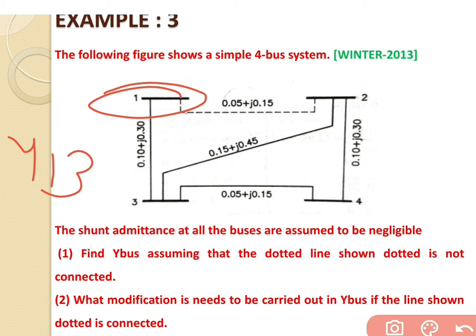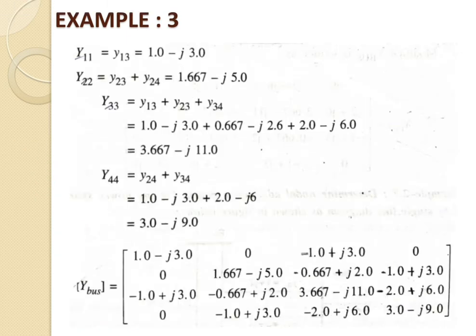So for bus number 1, there is only one line connected, from 1 to 3, which is considered as y13. So y11 is equal to y13, and we have already calculated the value of y13, which is equal to 1.0 minus j3.0. So this is the answer for y11.